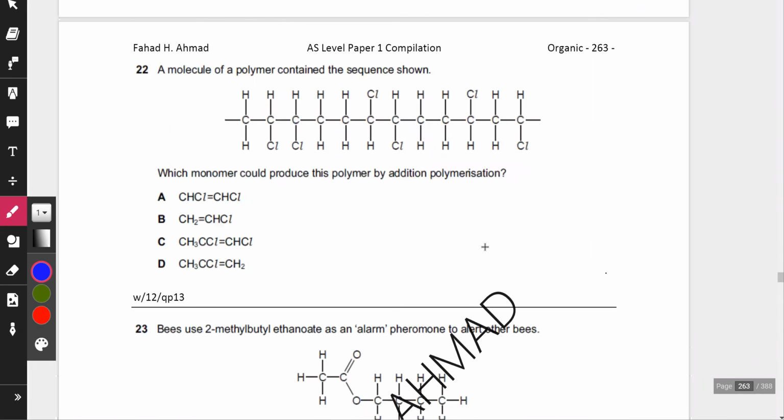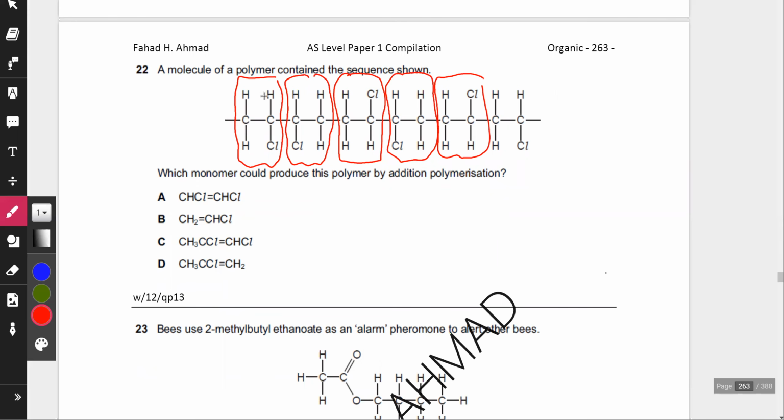That's the next one. There's this polymer that's being formed, and he's saying what is the monomer. So how do you figure out the monomer of a polymer? If you look carefully, this is the repeat unit. They're all identical. But what you would notice is that each one has a Cl. It's just that they're not arranged in an orderly fashion, but they're exactly the same molecule.